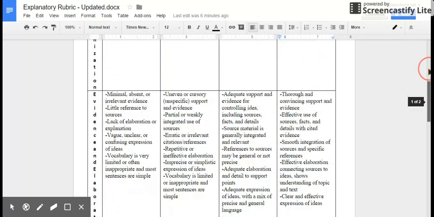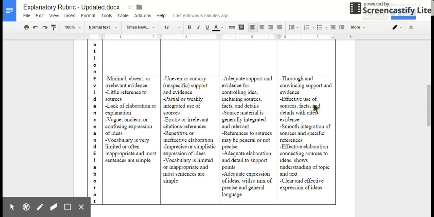Next is evidence and elaboration. So this really is focused in your body paragraphs. Thorough and convincing support and evidence. So not only should you have 2 quotes per body paragraph, but those quotes should truly support your controlling idea and build up to it. They should be related to it. They should give the reader a better sense of what you're trying to explain.